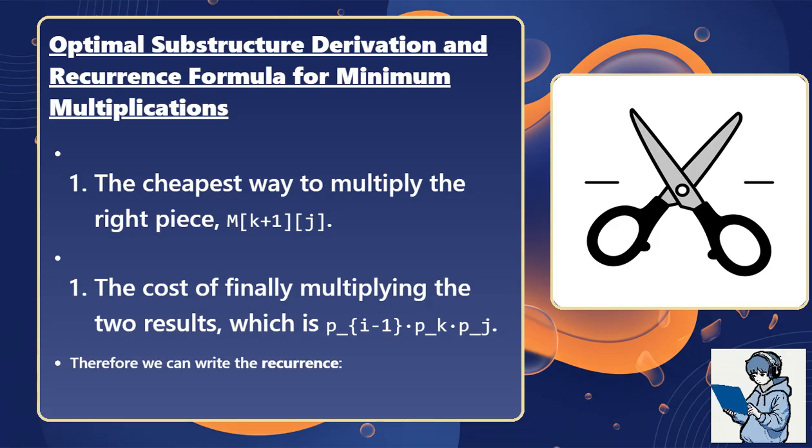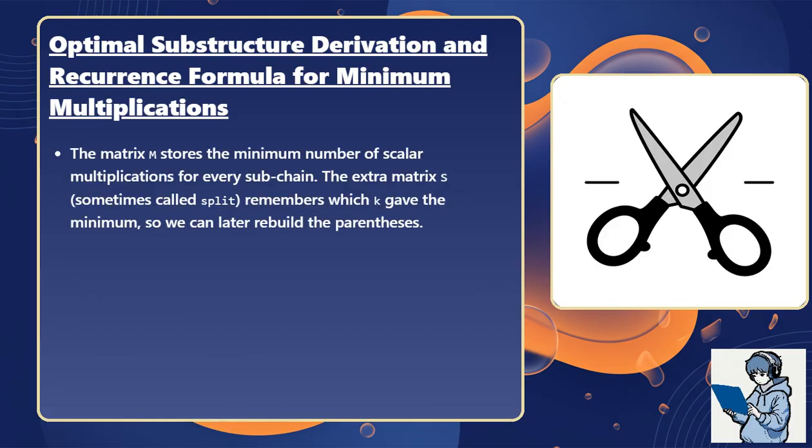Therefore, we can write the recurrence. m sub i sub j equals 0 if i equals j. Otherwise, m sub i sub j equals the minimum over i less than or equal to k less than j of open parenthesis m sub i sub k plus m sub k plus 1 sub j plus p sub i minus 1 times p sub k times p sub j close parenthesis. The matrix M stores the minimum number of scalar multiplications for every subchain. The extra matrix S, sometimes called split, remembers which k gave the minimum, so we can later rebuild the parentheses.